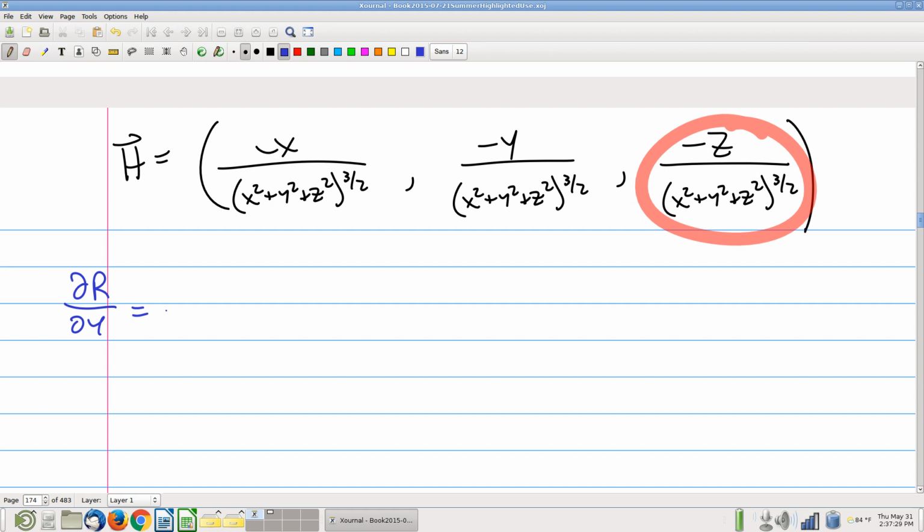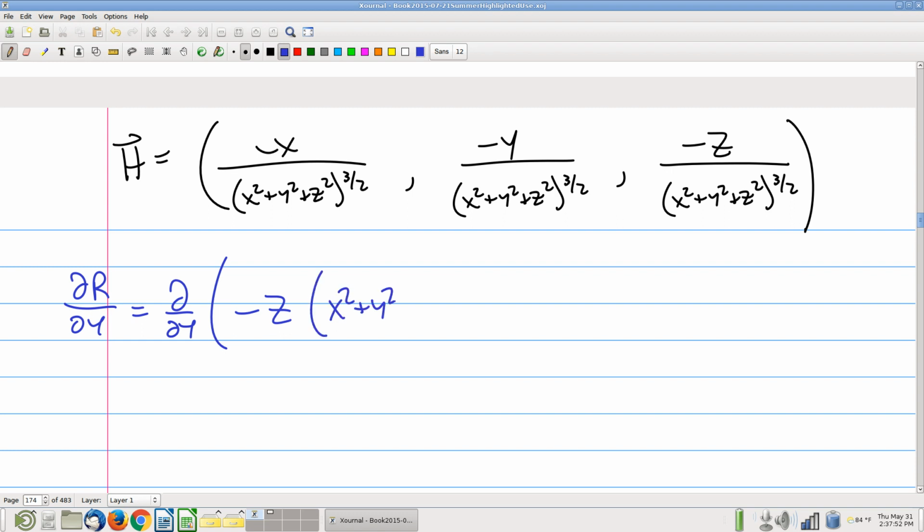All right, now, good news. Even though there is a Z in the numerator, we're taking a partial with respect to Y. That means we're treating Z as if it's a constant, right? So I can rewrite this as the partial with respect to Y of negative Z times (x squared plus y squared plus z squared) to the negative 3/2. And this is a power rule, chain rule calculation, pretty straightforward.